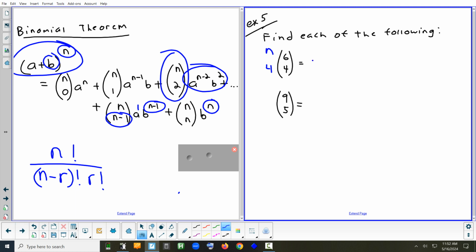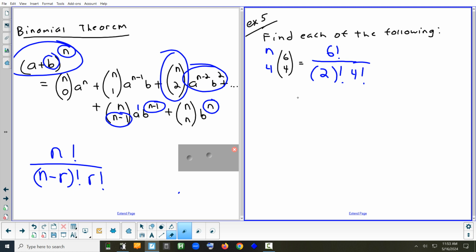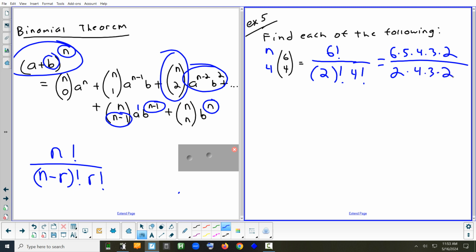Okay, so what would go in the top of my fraction? 6 factorial. 6 factorial over what would go in the parentheses? 6 minus 4. 6 minus 4, which is 2. And then what would go next to it? 4 factorial. Now, watch what happens. We'll remember that one, 9 choose 5. Okay, watch what happens if you expand this out. You end up with 6, 5, 4, 3, 2. You end up with 2 factorial is just 2, times 4, times 3, times 2.